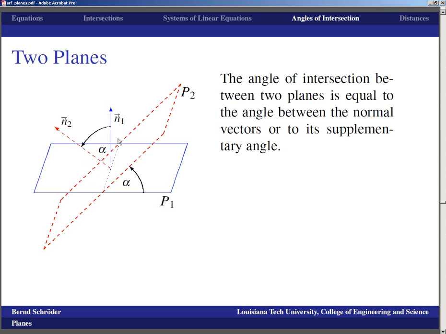And if the angle between the normal vectors turns out to be larger than 90 degrees, well, then it happens to be this angle over here, and the supplementary angle is the angle that we are after, because we want to report the angle that is smaller than 90 degrees.